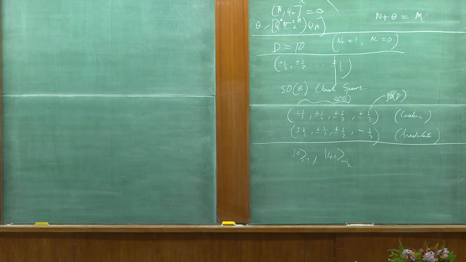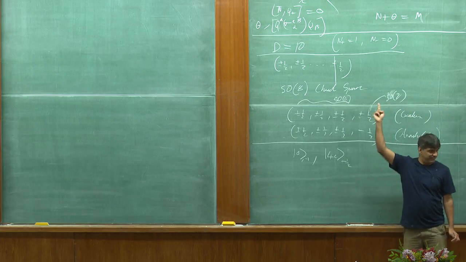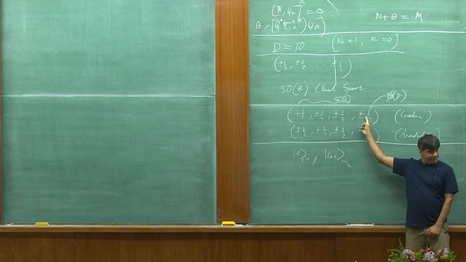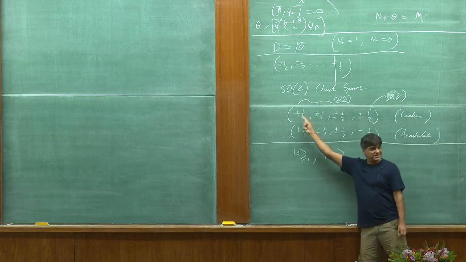Now I am asking, what do you call it if you have in the creation operator an odd number of minuses? Cannot be, because the original SO8 spinor was chiral. This is a plus here. Oh, I see. So the remaining minuses have to be even in number.